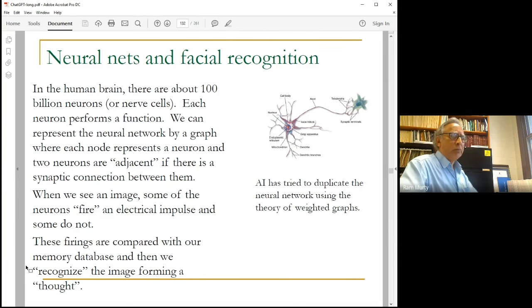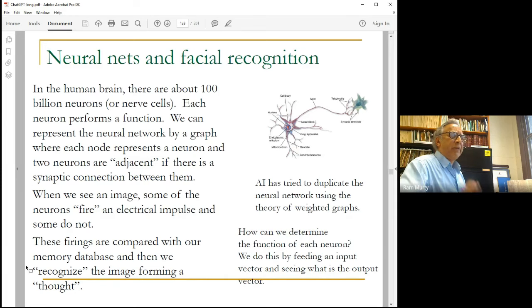So AI has tried to duplicate the neural network using the theory of weighted graphs. How can we determine the function of each neuron? We do this by feeding an input vector and seeing what the output vector is.